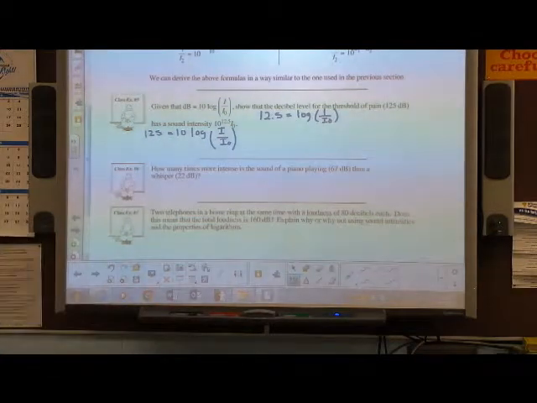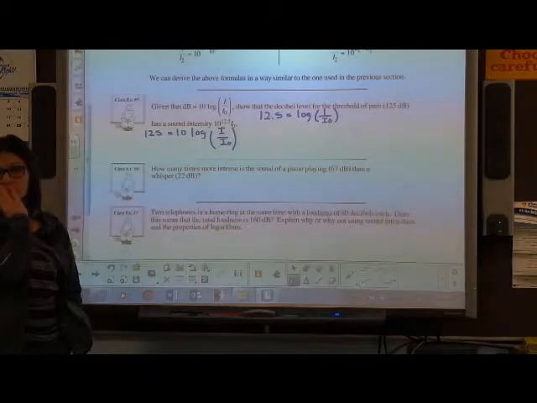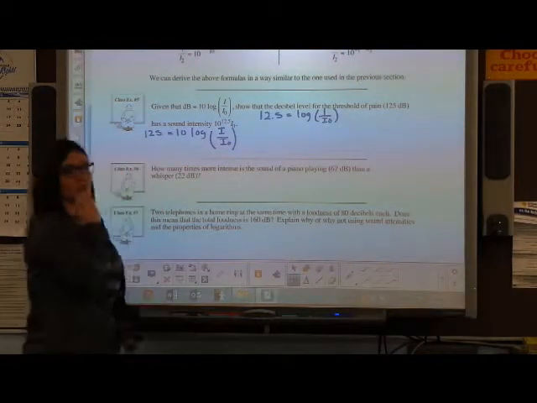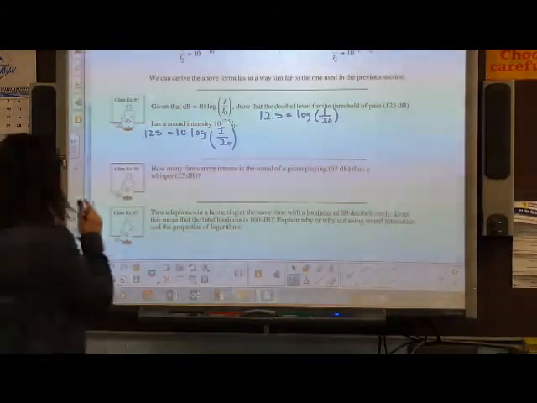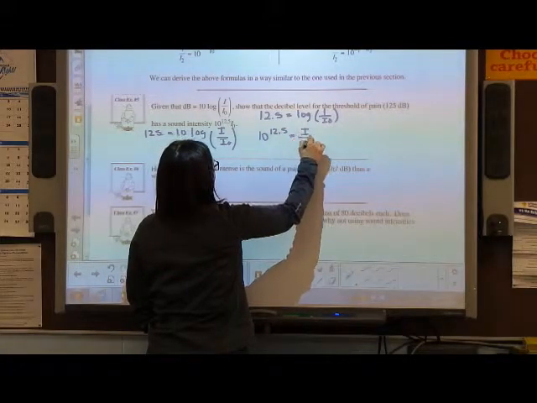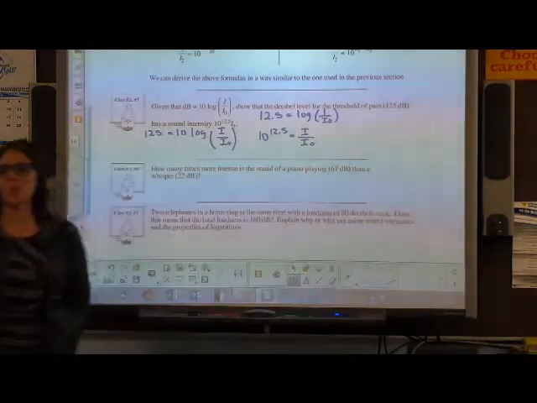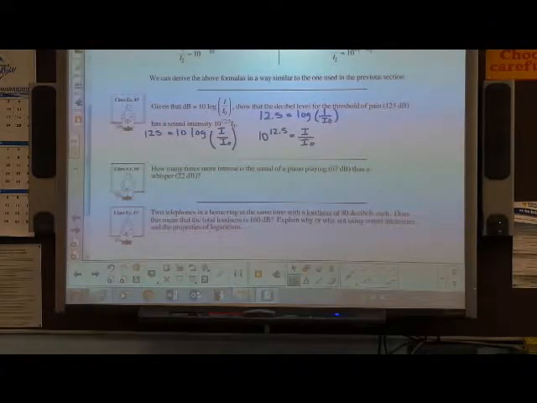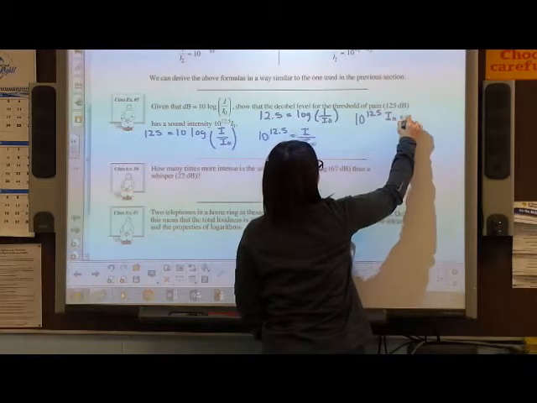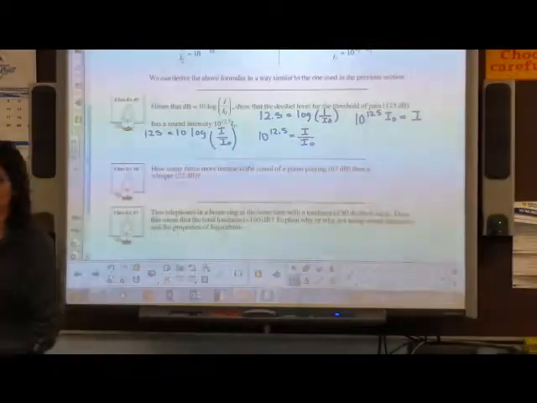Okay, now what would I do? Change it into exponential. Okay, and in exponential form, what would that be? 10 to the power of 12.5 equals I over I0. Okay, and I'm trying to get I by itself, so what do I do with the I0? Times it by 10 to the power of 12.5. So 10 to the power of 12.5 times the initial intensity equals my final intensity.